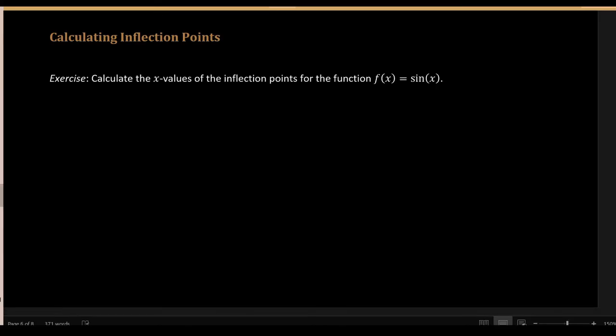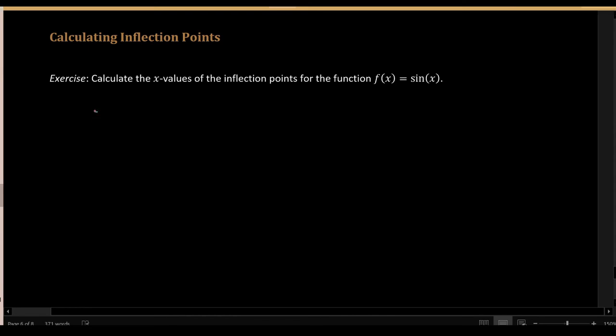Now, when it comes to calculating inflection points, let's consider the following exercise. Calculate the x values of the inflection points for the function f of x equals sine of x.